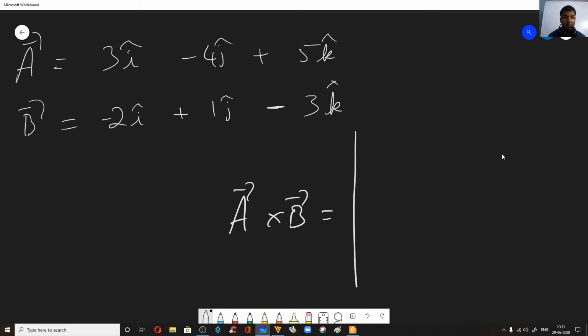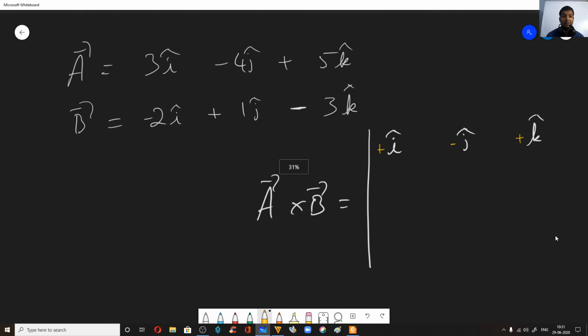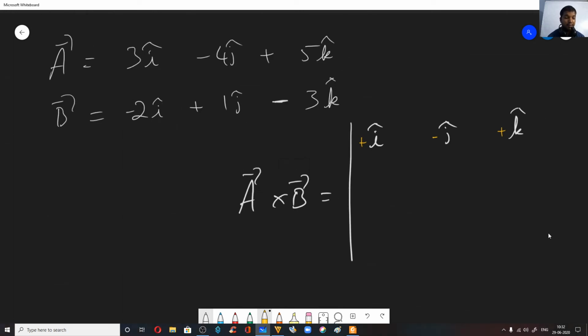So a cross b, as I told you, first write i cap, j cap and k cap in the first row. Then let us assign the signs plus, minus, plus. Now remember that is important. Next, write the components of the first vector a. So this is 3, minus 4 and 5. You have to write the negative sign also, so for minus 4. Now this is minus 2, then 1, then minus 3.